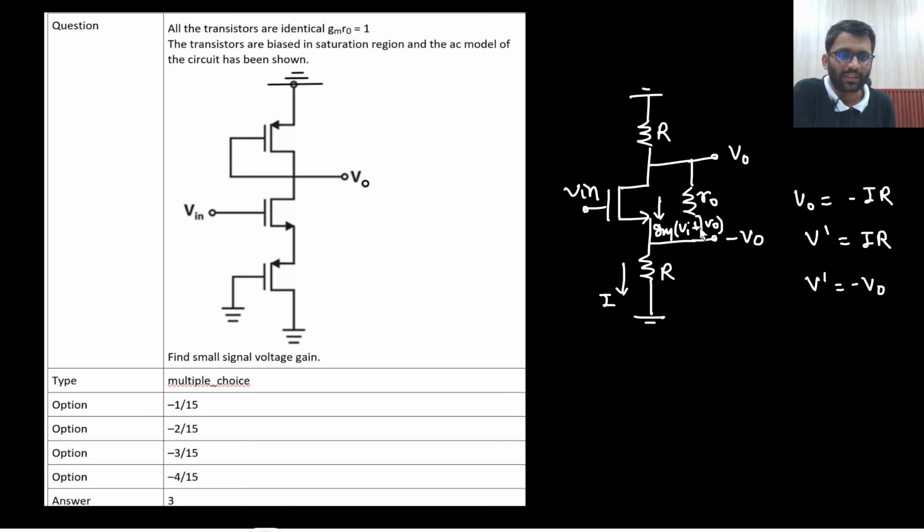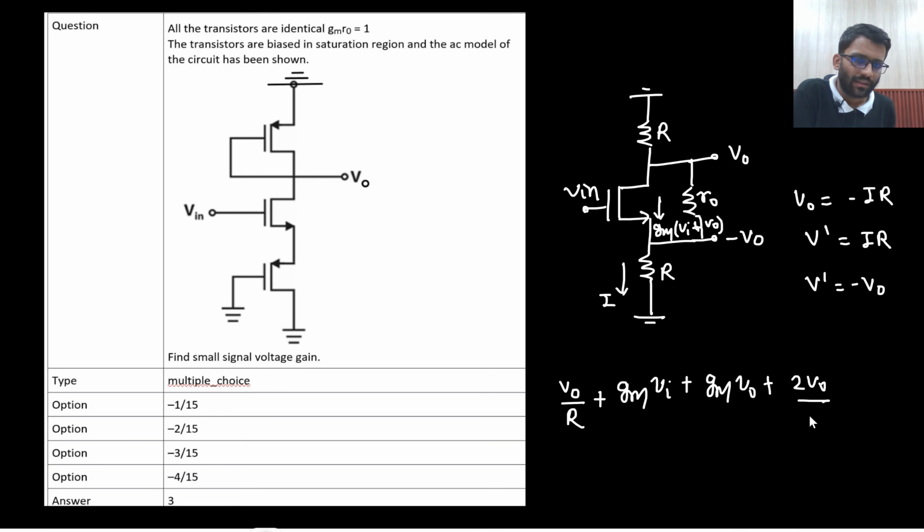This is R0 is there, so Gm (V in plus V0). So basically now I can apply nodal on this V0 node. So V0 by R, that is outward current, plus Gm V in plus Gm V0 plus V0 minus minus V0, that means 2 V0 by R0, is equal to 0. Do you agree to this equation? V0 by R plus Gm V in plus Gm V0 plus 2 V0 by R0, right?